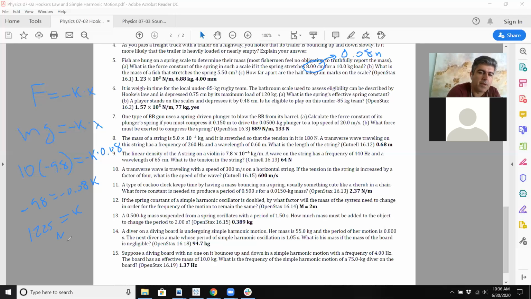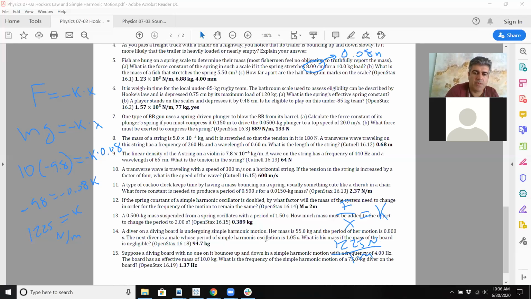And it's a Newton per meter. So for every meter, it takes 1225 newtons, I suppose, to go down 1 meter, if you want to think of it that way. And that's why it's going to be a constant, right? Because force over x equals k. So it takes 1225 newtons to bring it down 1 meter.